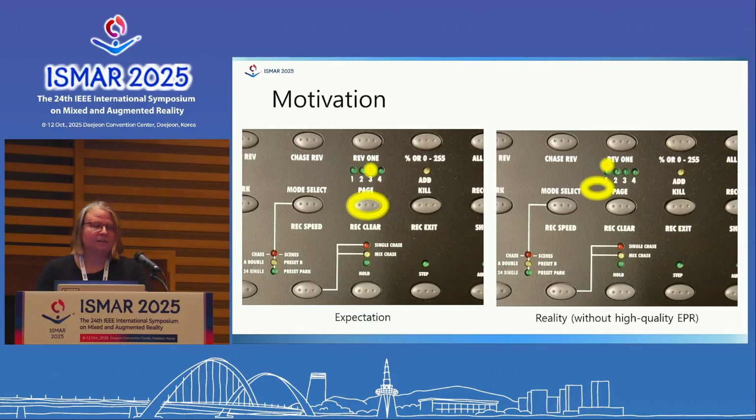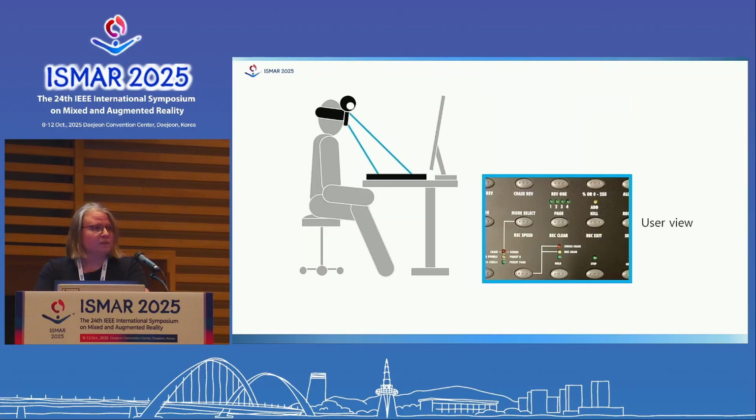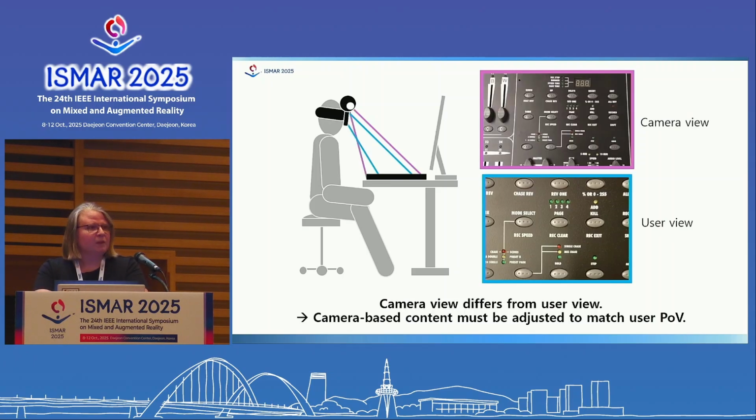So why does this happen? Because the built-in HMD camera sees one view of the scene, while the user sees another view of the scene through the display. So whenever we try to derive virtual cues directly from the built-in camera, we have to make sure that it becomes properly aligned with the user's view.